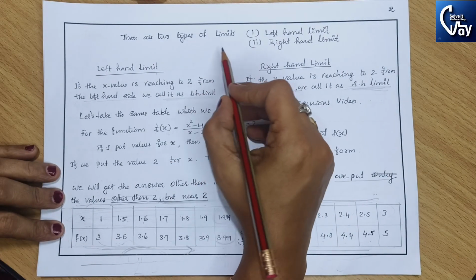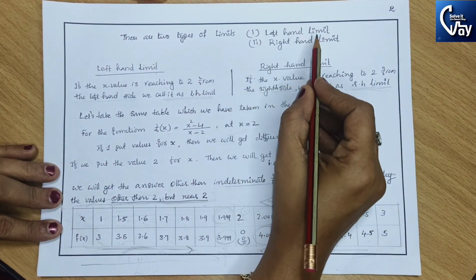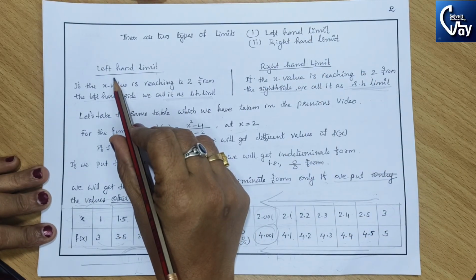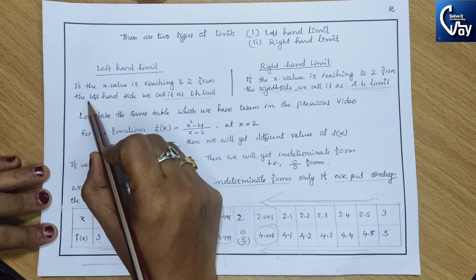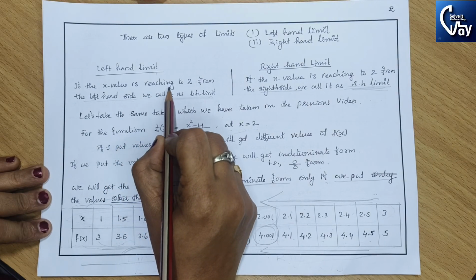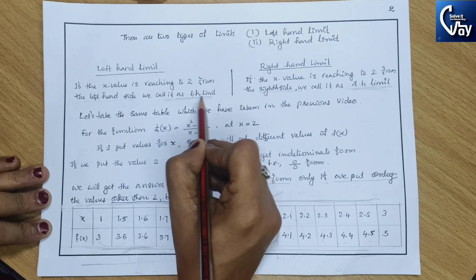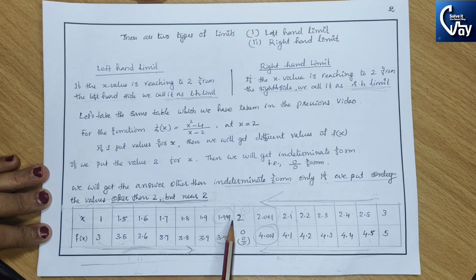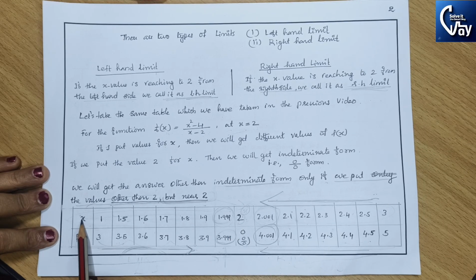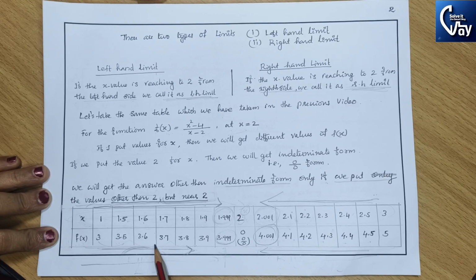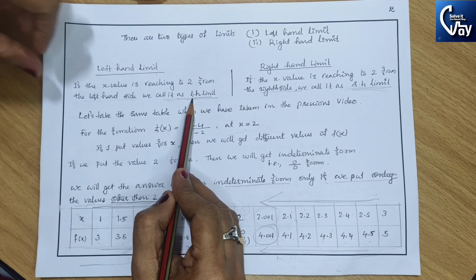There are two types of limits, left hand limit and right hand limit. And what is left hand limit? If the x value is reaching 2 from the left hand side, we call it left hand limit. This is a table. These are x values and these are f(x) values. Here the x values are approaching 2 from the left side. That is known as left hand limit.